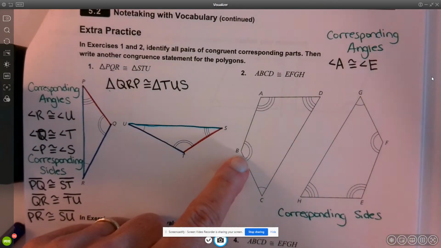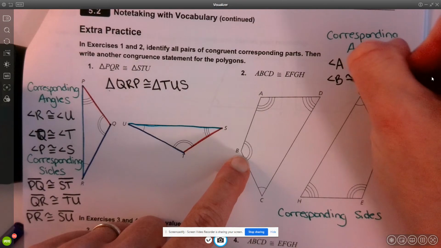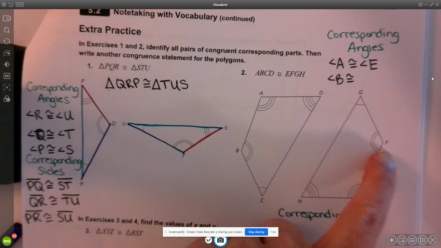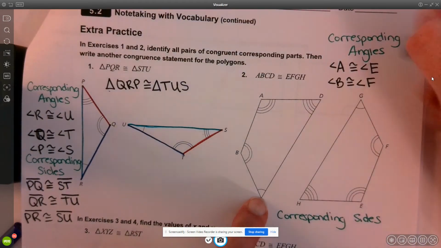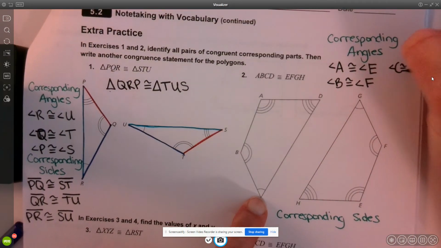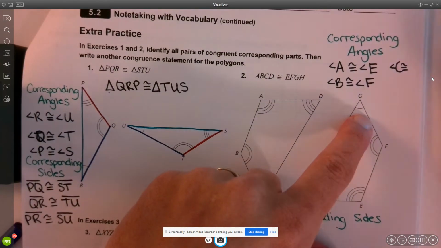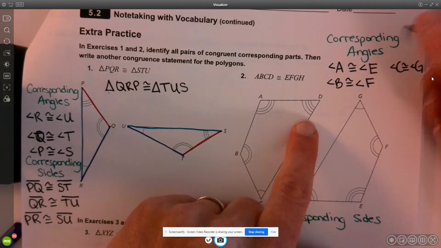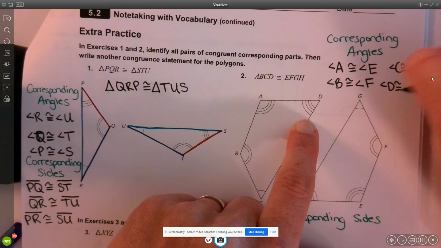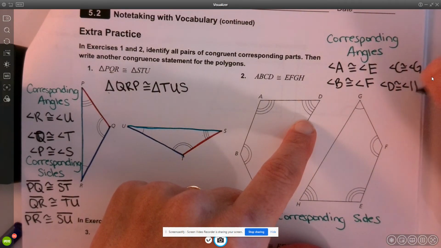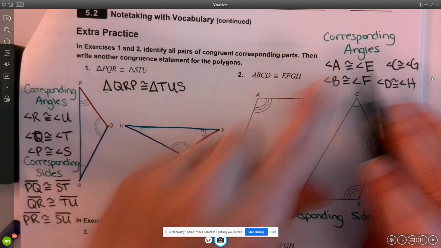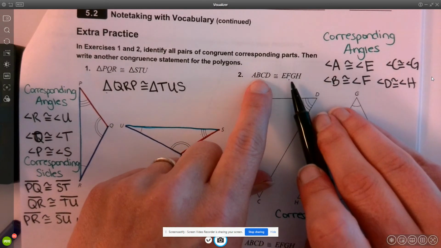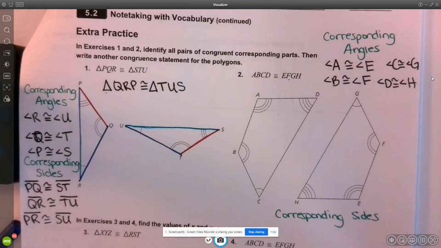Angle B has 2 arcs, so it must be congruent to angle F. Angle C has 1 arc, so it must be congruent to angle G. And finally, angle D has 4 arcs, so it must be congruent to angle H. And you can always double check the order. A and E match, B and F, C and G, D and H.